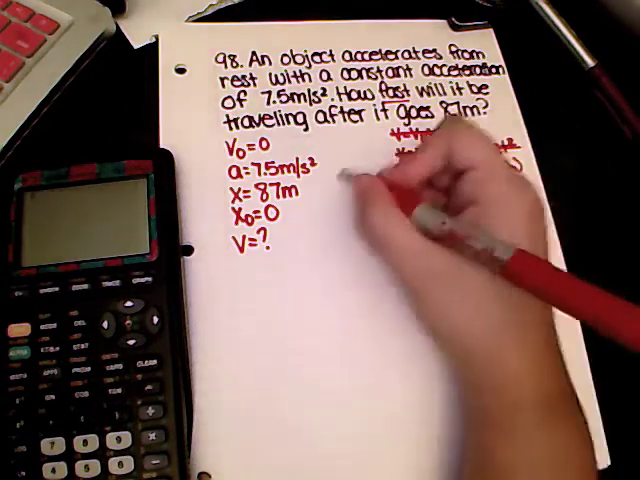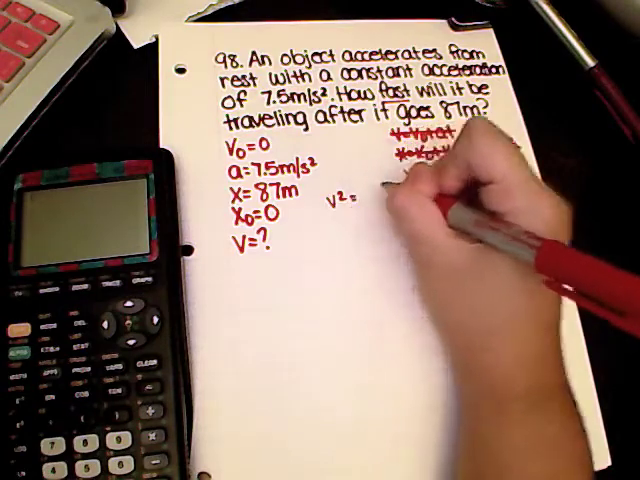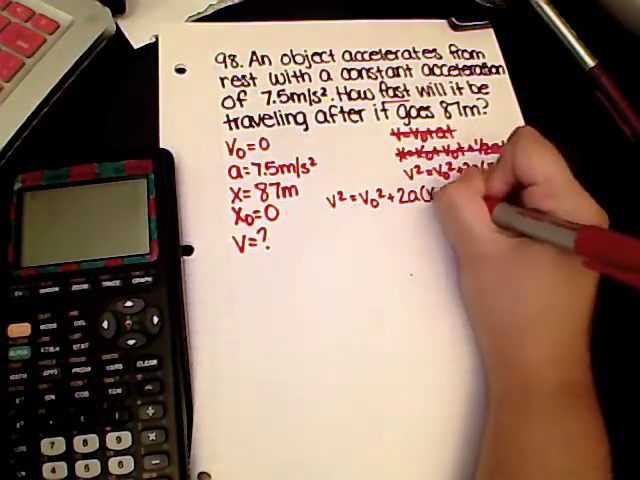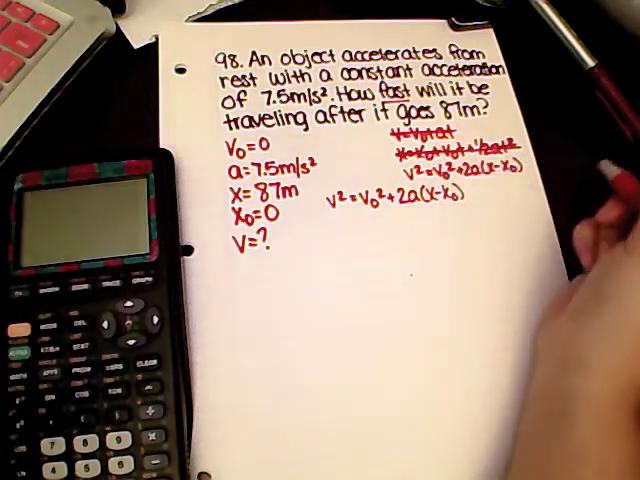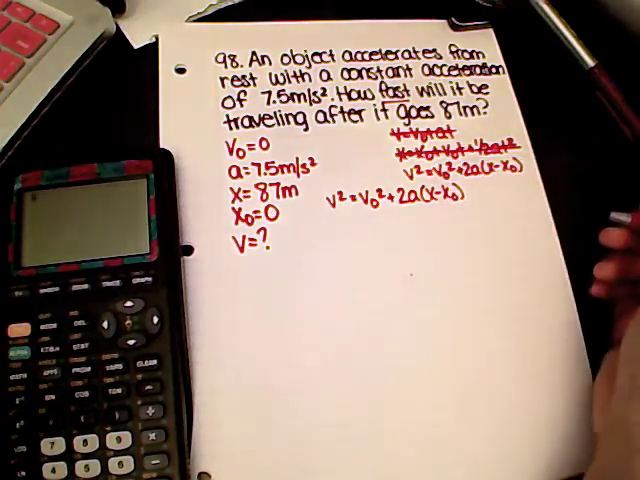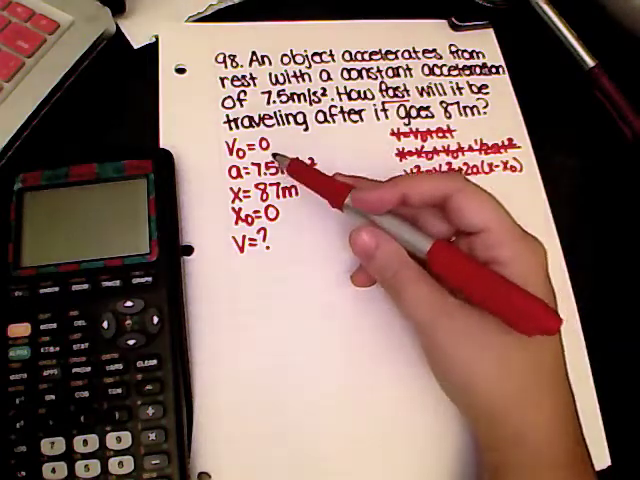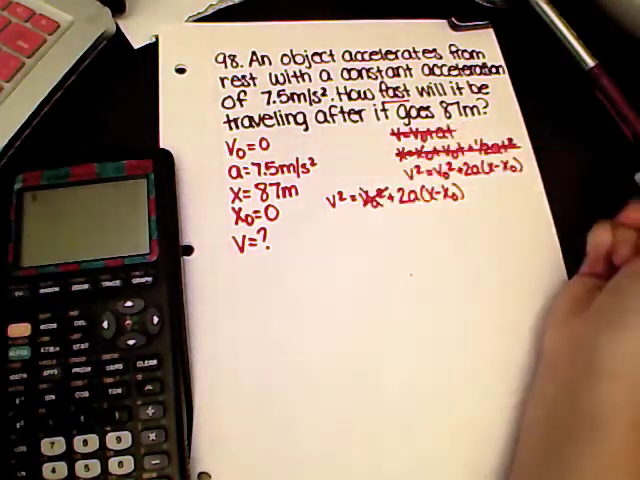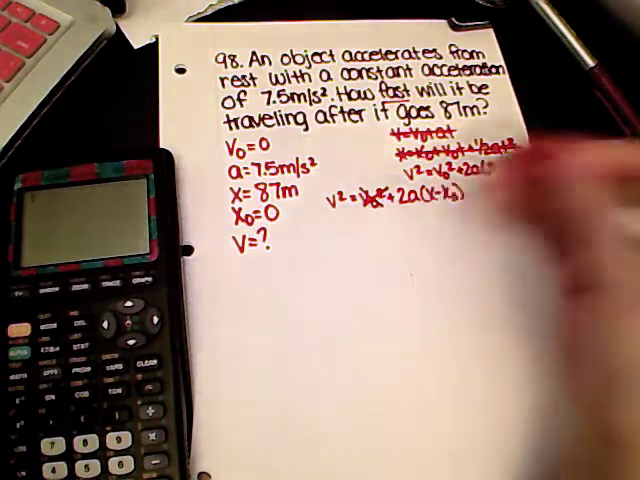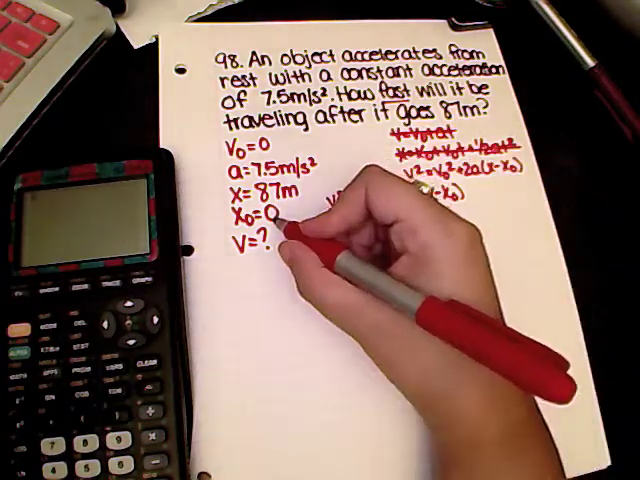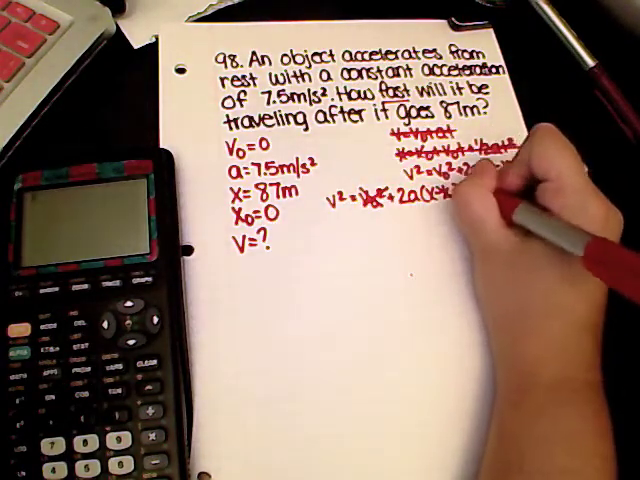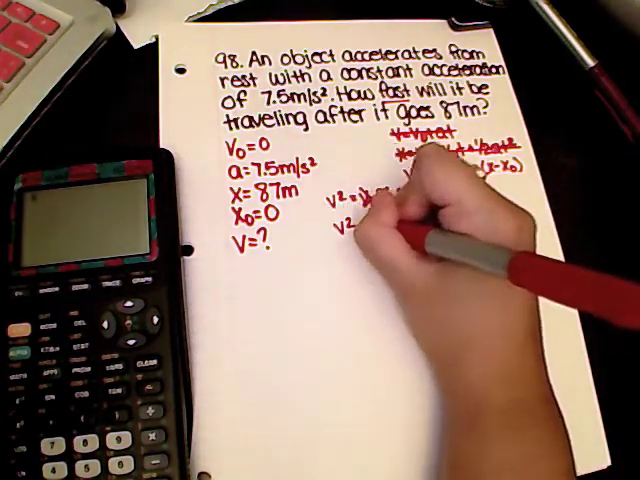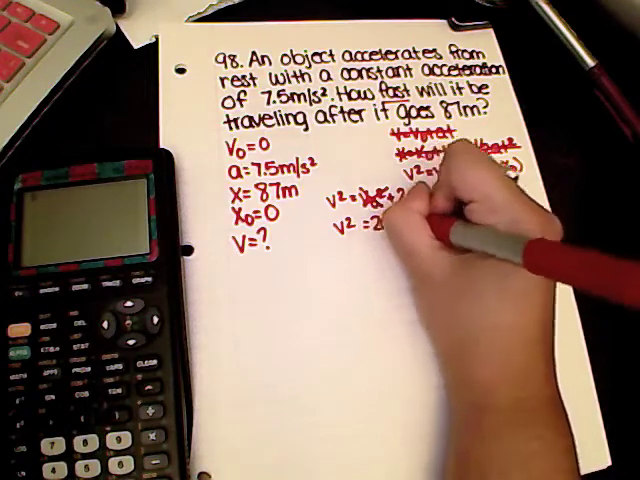So what we're going to do is write our equation. v squared equals v naught squared plus 2a times x minus x naught. And our first step, remember, is to always cancel out things that are 0. Since our v naught is 0, we can cancel out this whole v naught squared, because remember, 0 squared is still going to be 0. And we can cancel out the x naught, so we can cancel out this whole part. What we're left with is just v squared equals 2 times a times x.